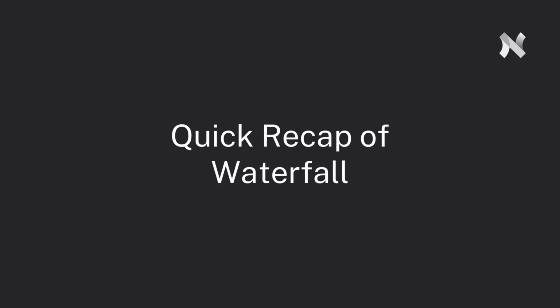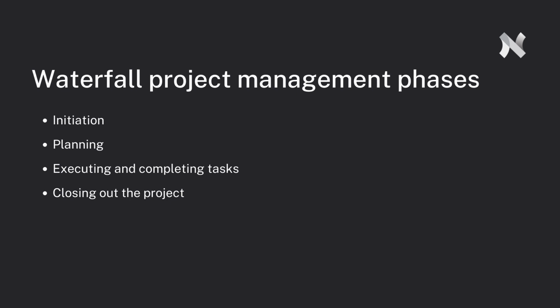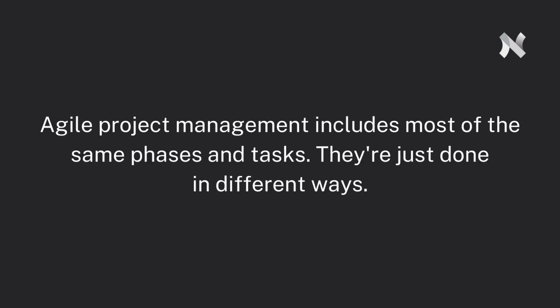So with all this Agile stuff bubbling around your heads, let's do a quick recap on some of the key tenets of traditional waterfall project management. Then we'll explore some of the ways you can blend the methods and approaches you've just learned about to best fit the needs of a specific product. As we learned in earlier courses, a waterfall project life cycle is made up of the following phases: initiation, planning, executing and completing tasks, and closing out the project, and all of the tasks within each of these phases, like identifying goals and scope, scheduling, budgeting, and risk management. Agile project management includes most of the same phases and tasks, they're just done in different ways.